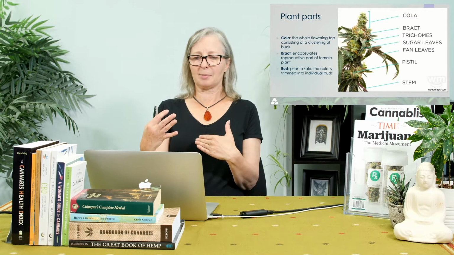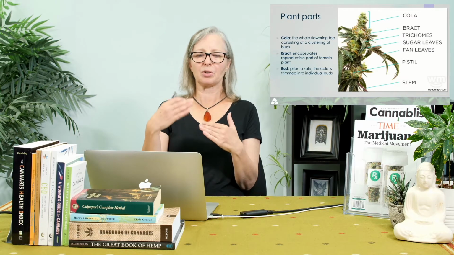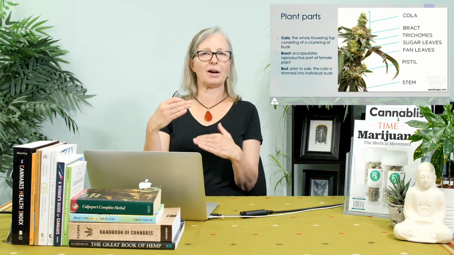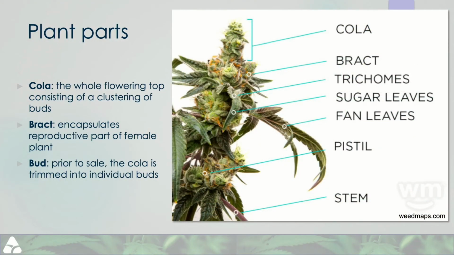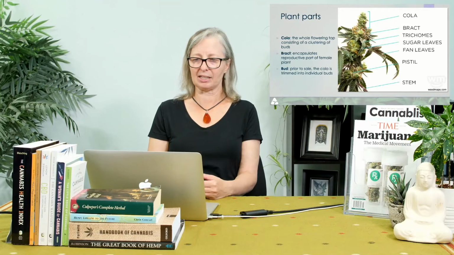So here in this picture, we see that cola that I'm talking about. The cola just refers to the whole flowering top. Within that flowering top, you might have several different buds. And it's the buds that are the coveted part of the cannabis plant. That's what's sold as dry flower, or sometimes it's called dried bud. Those are the individual buds, where the cola is all the buds put together. And the bract is the part that encapsulates the reproductive part of the female plant. We're going to look at the reproductive parts in a little more detail in a minute.